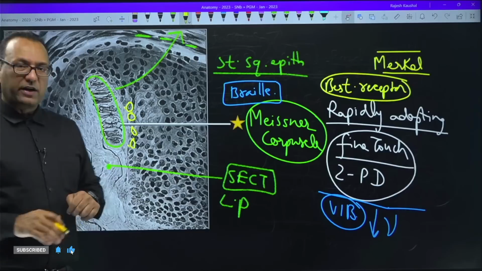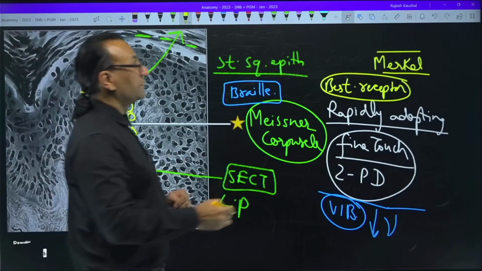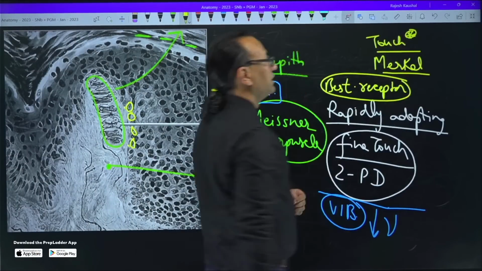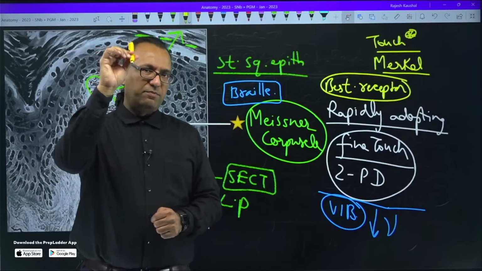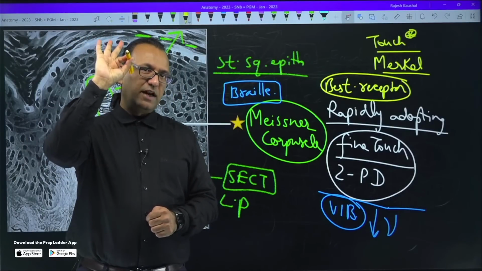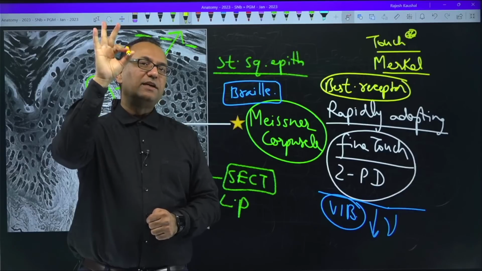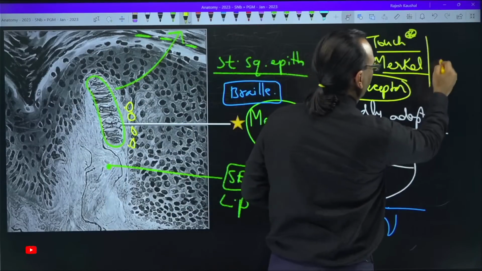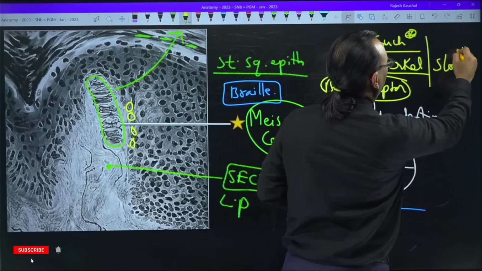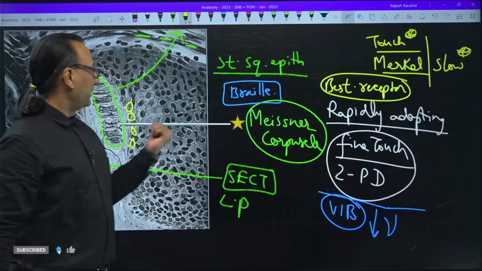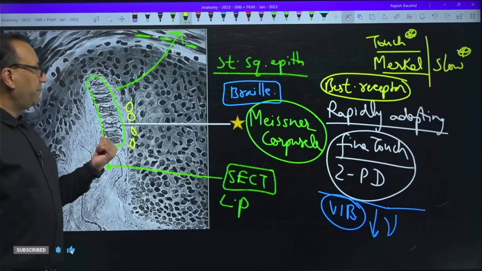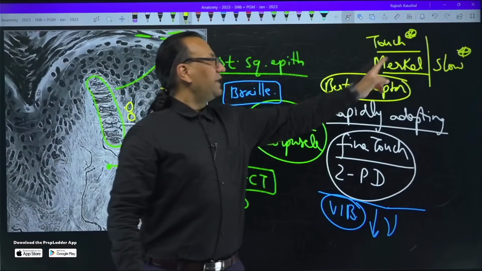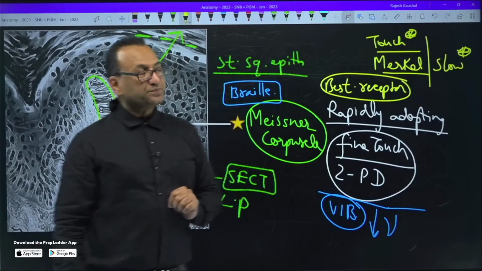What is the purpose of Merkel receptor again? Touch. If it is touch, which kind of touch are you talking about? Holding a pen. It is detecting this holding the pen and it is slowly adapting. So Merkel is slowly adapting first of all, because Meissner is rapidly adapting, whereas Merkel is slowly adapting, and Merkel is the best receptor to read Braille.